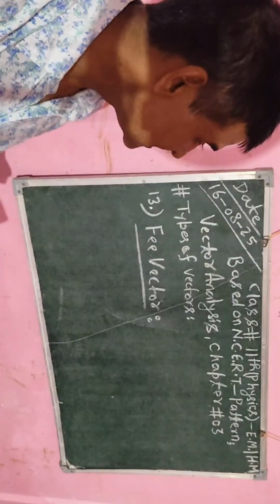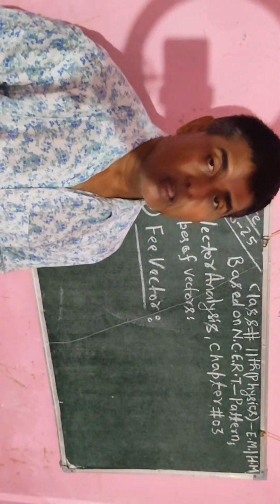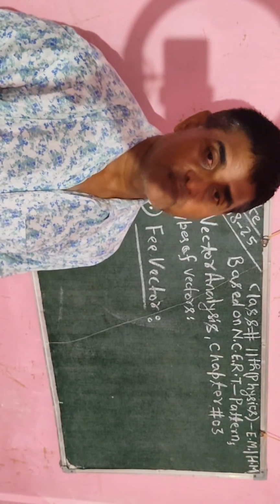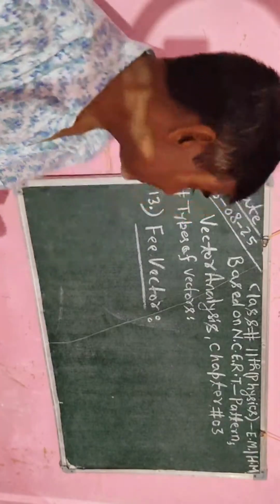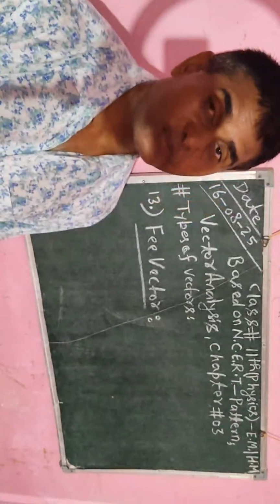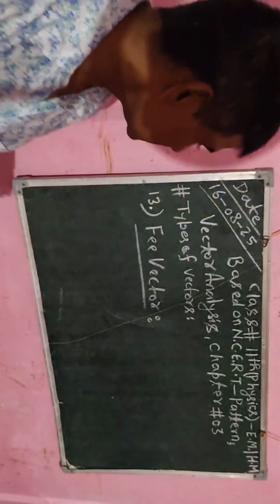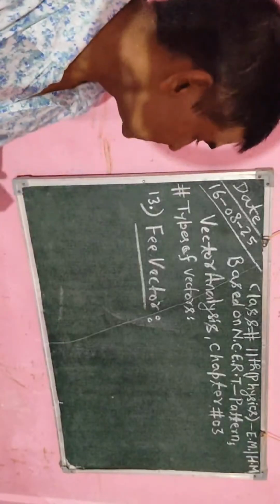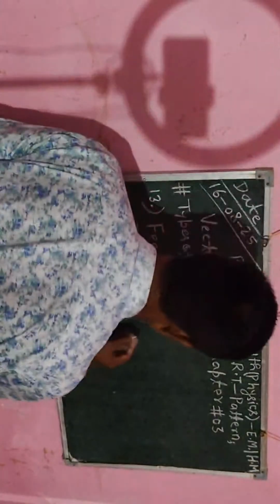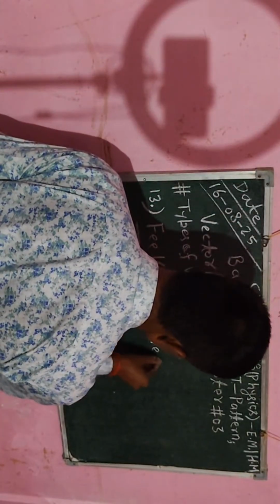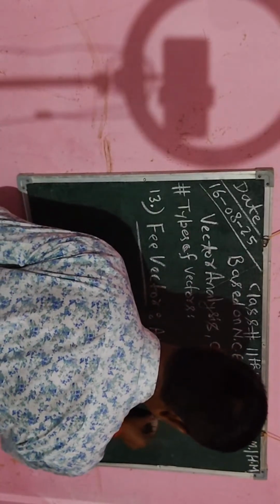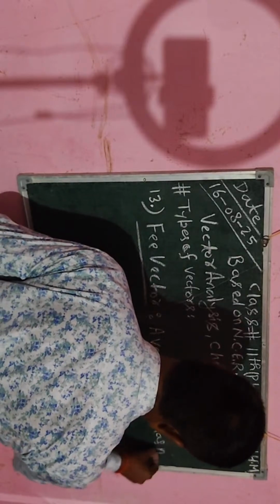For example, I can say displacement, velocity, force, impulse, and momentum. Momentum is also a vector quantity, therefore I will also say it is a free vector. Free vector means a vector which has no starting point, that is called free vector. Here I will explain this concept. A vector which has no starting point.